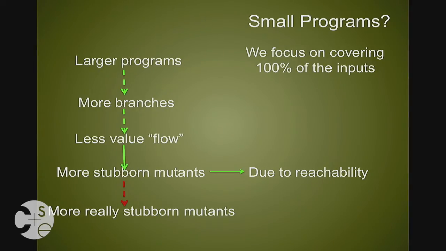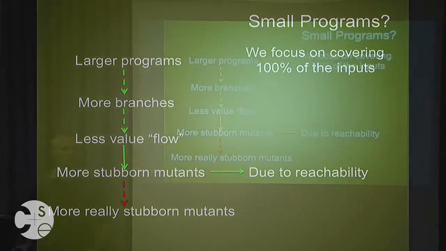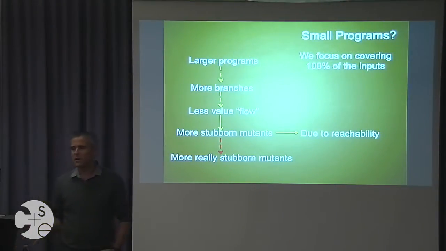Right, so all this slide is trying to tell you is this problem of reachability might actually just get worse if you have larger programs. So if you were not worried about whether you can reach a mutant or not, for larger programs you should be even more worried whether you're going to reach the mutant or not.